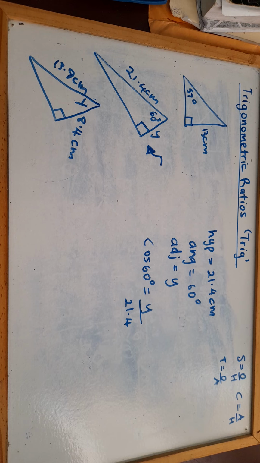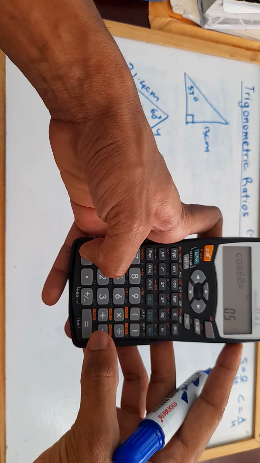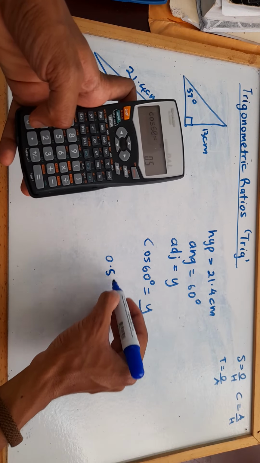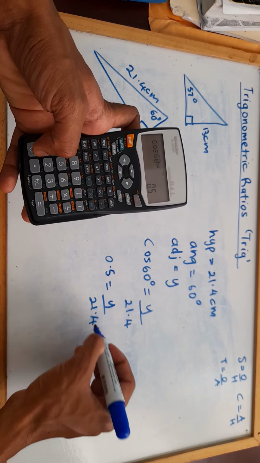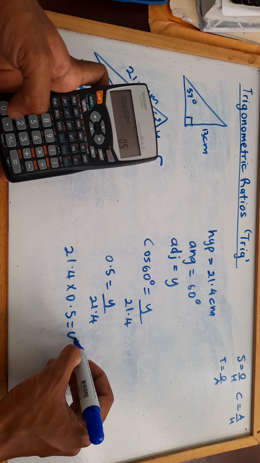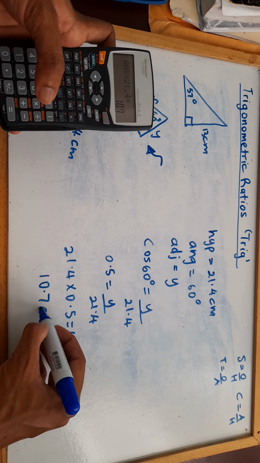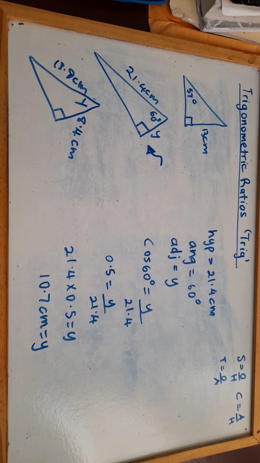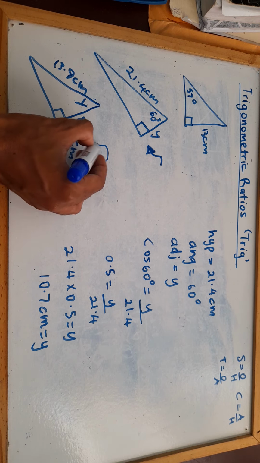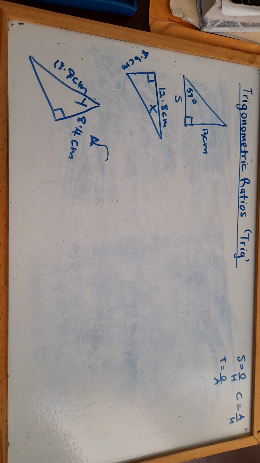And similar to the steps in sine, we do the same thing, right? But instead of sine, we're using cos of 60 degrees, which should give us 0.5, right? Then we go on to 21.4. This gives us 10.7 is equal to y. We now move on to another example. So forgive the handwriting, this is 13.9, this is 8.4.